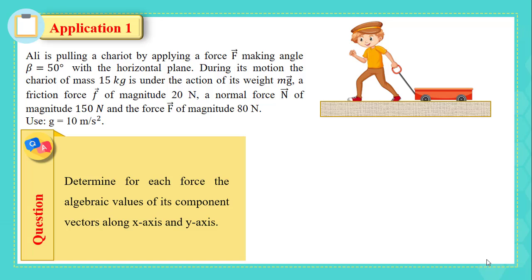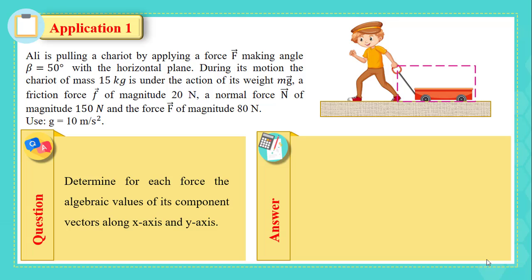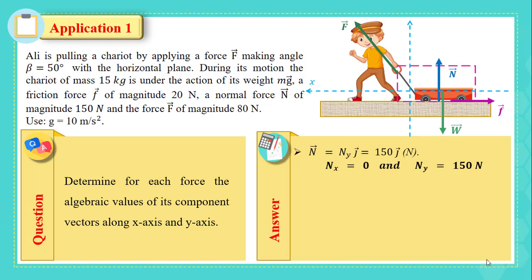First, what are the forces acting on the chariot? The forces are the weight, the normal reaction of the support, the friction, and the pulling force F. To find the components, we should start first with indicating the positive direction of motion, which is going to be the x-axis, and the y-axis is taken to be perpendicular to the x-axis. The direction of the normal reaction of support is with the positive direction of the y-axis. Then N has only one component, which is Ny j. It is equal to 150j Newton. Nx is equal to 0 and Ny is equal to 150 Newton.